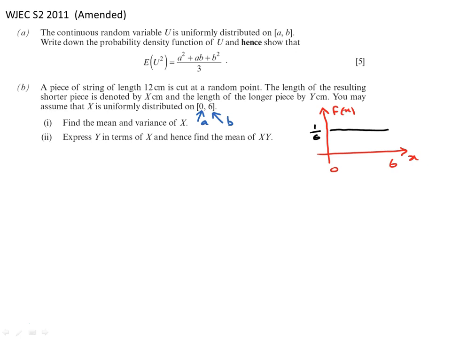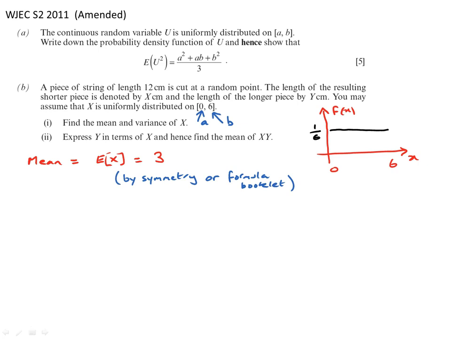We can straight away see that we have a connection with the previous part of the question. The value of a, the lower limit of the interval, is 0, and the upper limit of the interval is 6. So we can write down that the mean, or the expected value, of the random variable x is 3. We can either appeal to symmetry for that, or we can use the result about the continuous uniform distribution, which is given in the formula booklet.